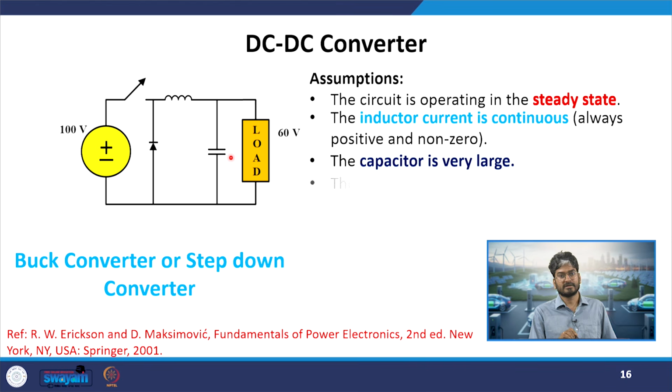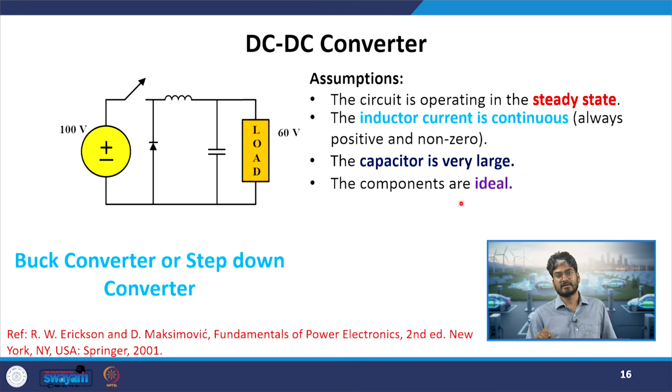Okay. So, this is done just for our simplicity in the analysis. The components are considered to be ideal. So, what is the meaning of that? We are considering the inductor to be an ideal inductor, the capacitor to be an ideal capacitor, and the on-state drop of the devices to be 0, switching loss of the devices to be 0. So, these are all the assumptions which we have taken.